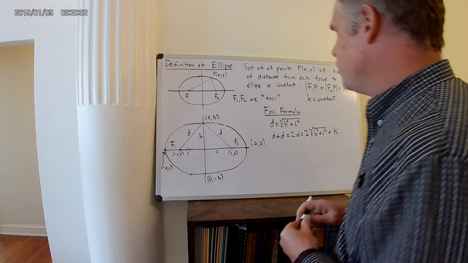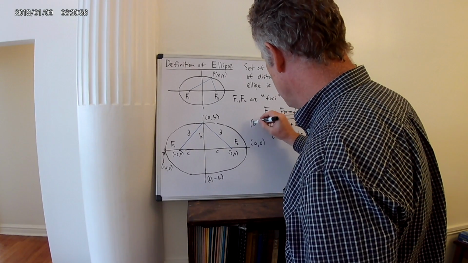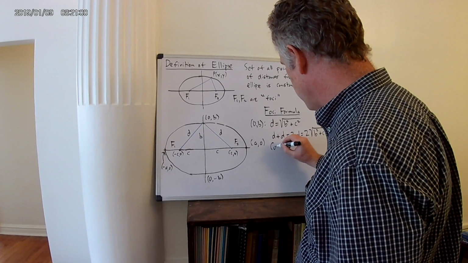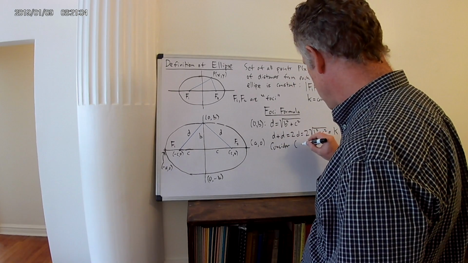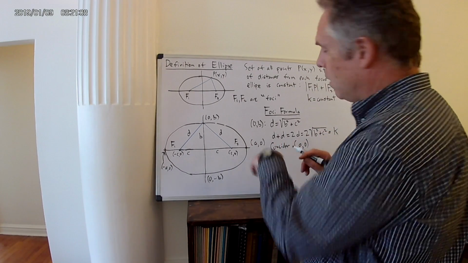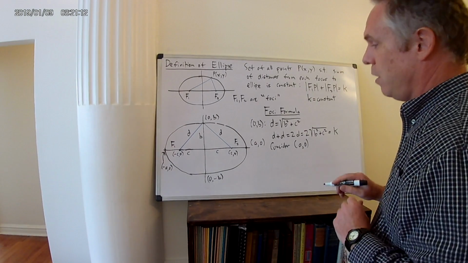Okay, now I want to consider point 0b here, and this is what I found. Now let's consider the point a comma 0. Let's move to this point along the ellipse. Okay, and let's figure out some distances here.